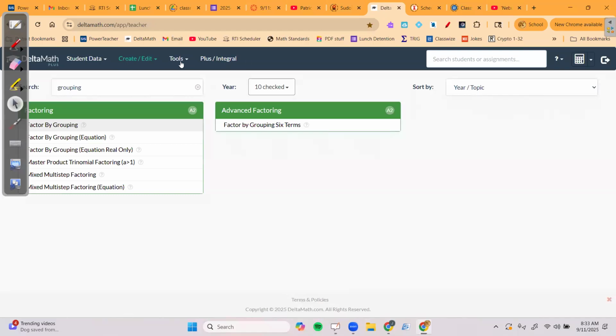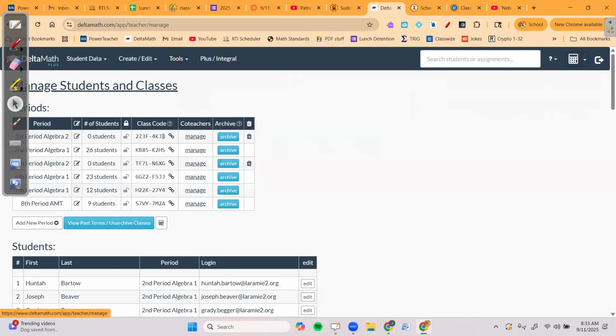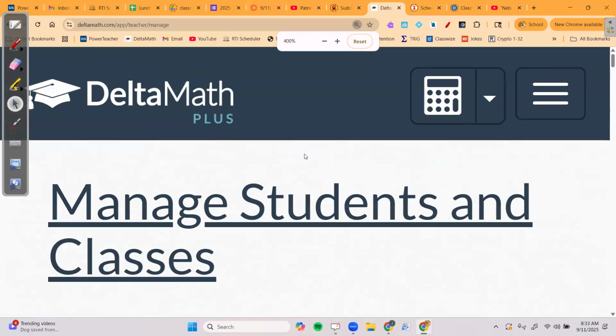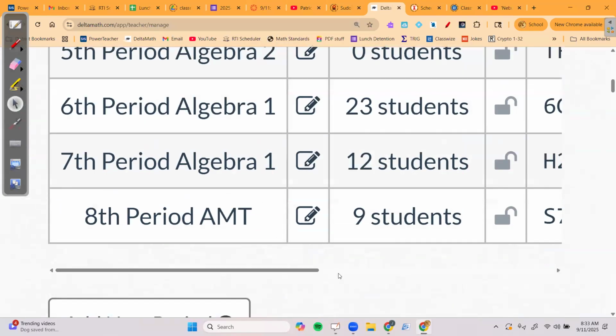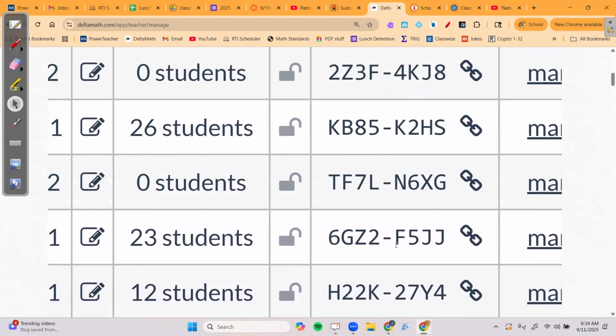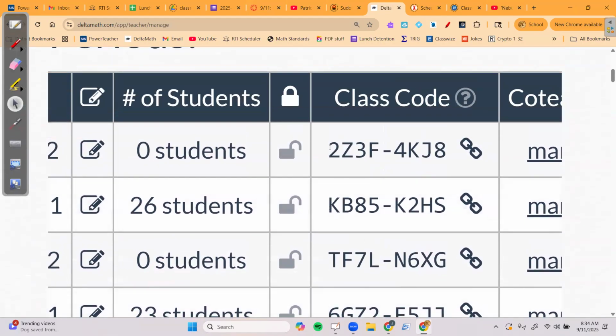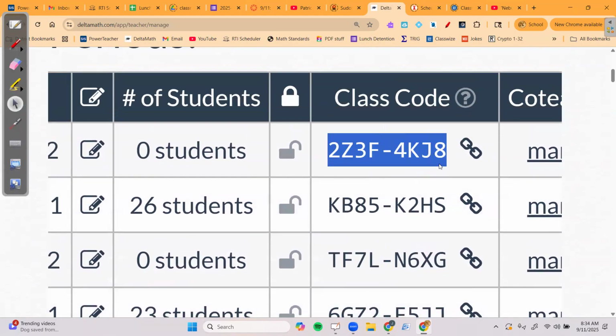So I'm going to go up here to tools, manage students and classes. And for first hour, I'm going to zoom way in on this pretty obnoxiously. And then I'm going to highlight for you guys what your join class code will be. Yours is going to be this top one. I'm dragging and highlighting it in blue. I'll say it out loud. It's 2Z3F4KJ8.